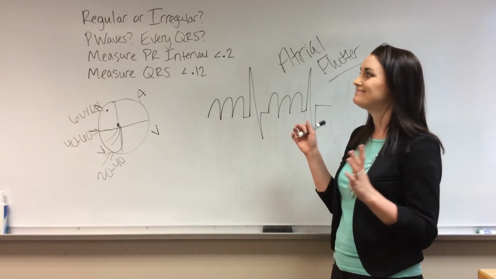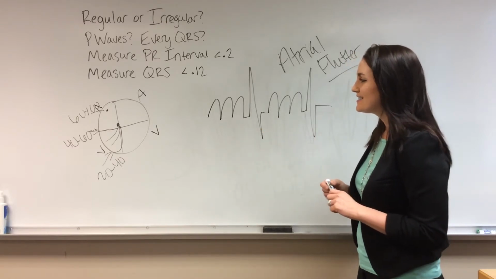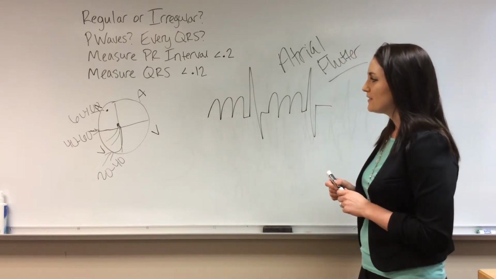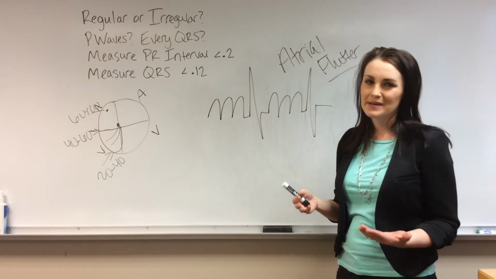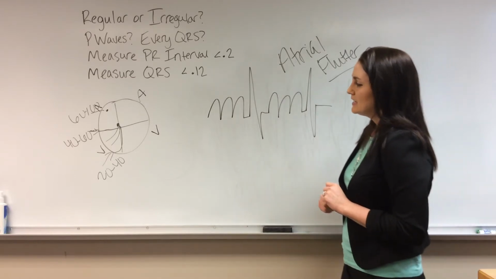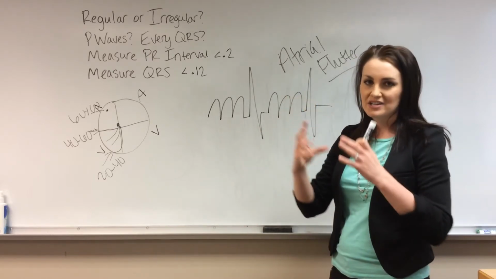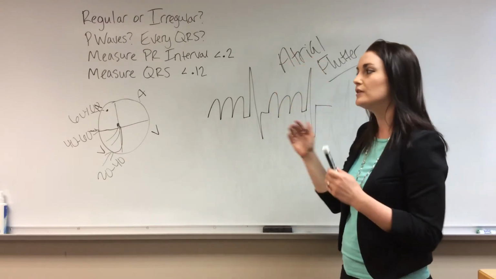P waves, kind of. The atria are essentially depolarizing, but when you go down the rest of your steps, you can't measure a PR interval. Your QRS looks okay, but it's still not a normal contraction from an impulse coming from the atria through the ventricle, etc.